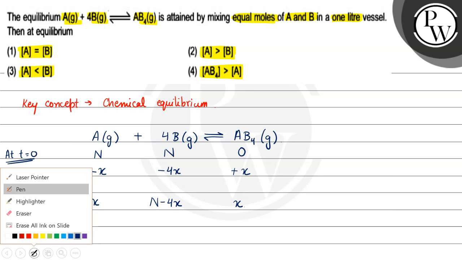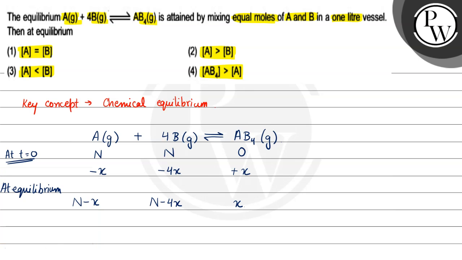Now, we are asked about the concentration of the components. Concentration of A becomes number of moles of A upon volume. Because the volume given in the question is 1 liter, so सारे cases के लिए volume 1 ही होगी because gaseous mixture पूरे vessel की volume same रहती है. So, the concentration of A will become n minus x, number of moles of A, divided by volume, that is 1. So, this will come out to be n minus x.